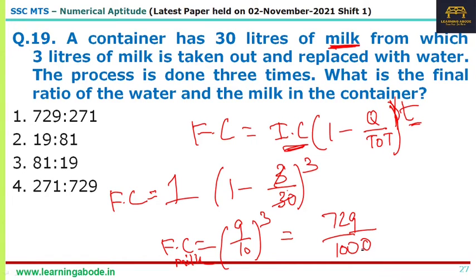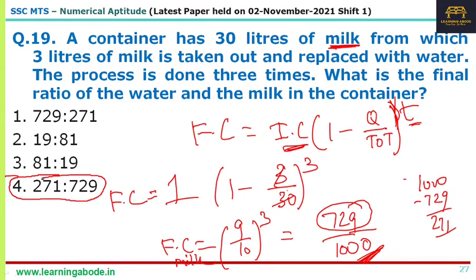That means if the total volume is like 1000, 729 is milk. Now what is the question? The question is about water to milk. Of the total 1000, if 729 is milk, then the remaining 271 is water. So the ratio is answer option 4, 271 is to 729.